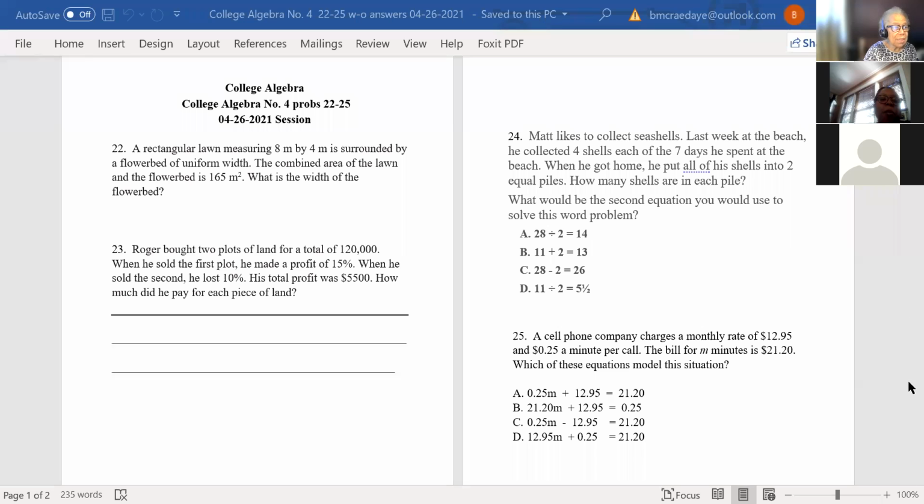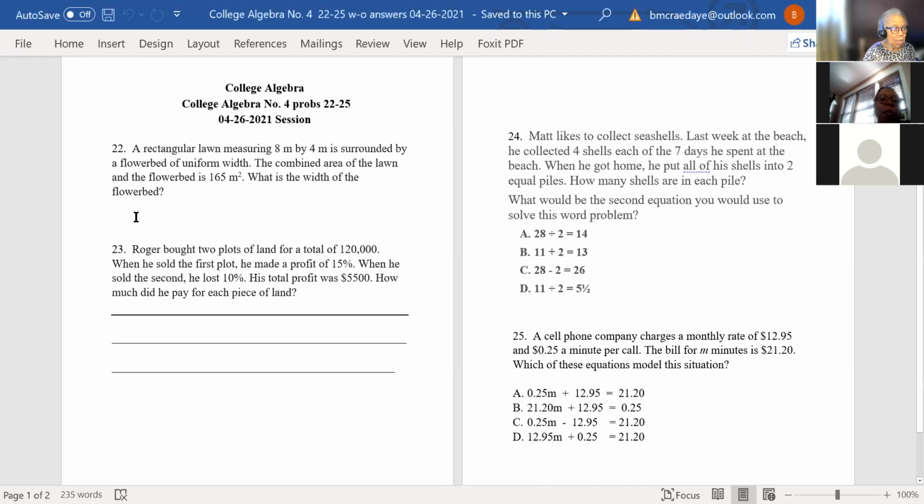Okay, let me do a share. You probably can't see it because I'm not on share. Let's see, I want to share my screen and then I want you to look at number 4. Everybody see college algebra number 4, problems 22 through 25? Okay, so let's look at number 22.